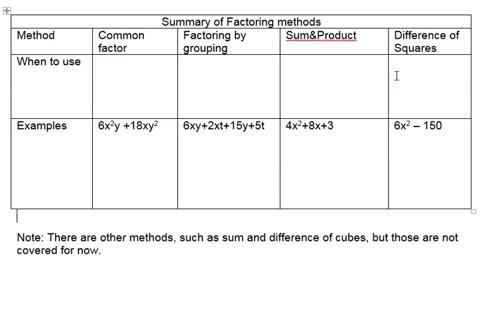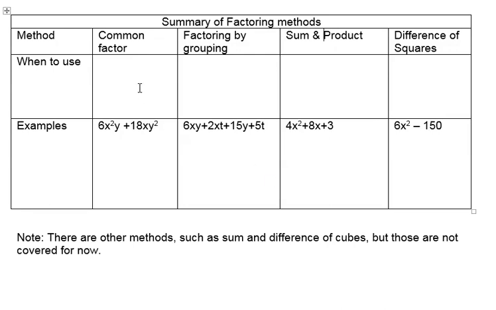Hi, we're just going to go over a summary of the factoring methods that we've looked at so far. So we've looked at 4 methods: common factor, factoring by grouping, sum and product, and difference of squares. It's important to know when to use these, so when you see a question, you know which one you should try first and which one you should try next.